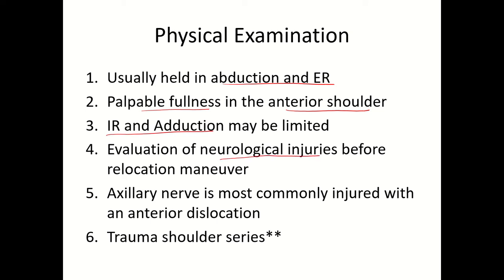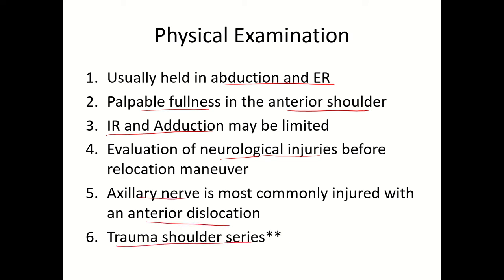Evaluation of neurological injuries before a relocation maneuver is very important because the axillary nerve and the axillary artery pass close to the anterior region of the shoulder. Thus, whenever you suspect a patient has anterior shoulder instability, do assess the axillary nerve and axillary artery. The axillary nerve is commonly injured with anterior dislocation.